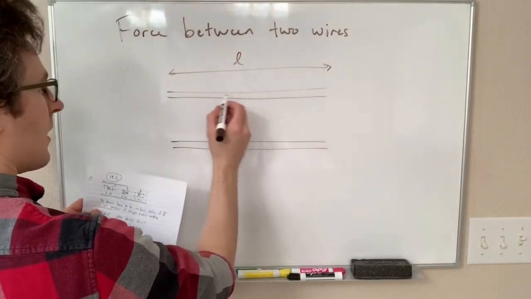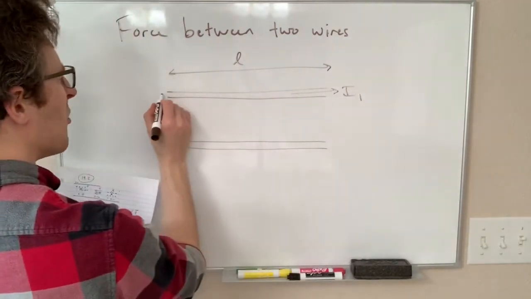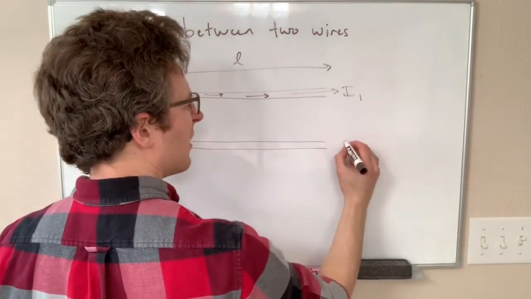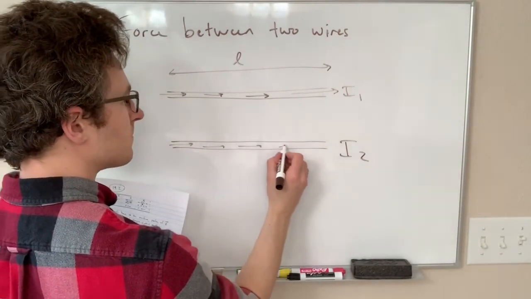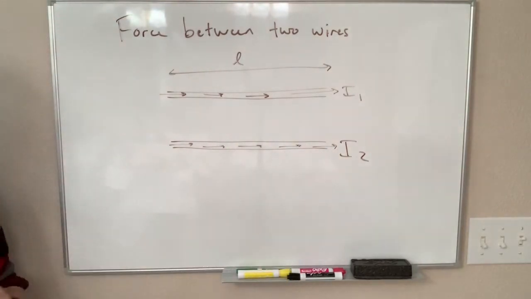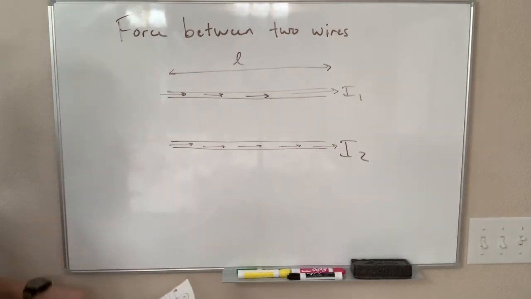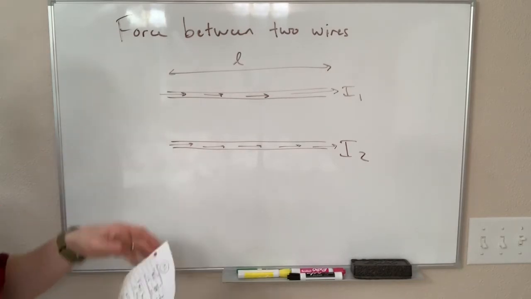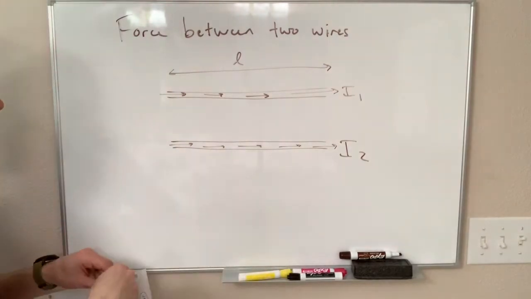This wire has current going to the right that we will label I1. This wire has current I2. We'll say it's also going to the right. So we can do this in any order. I'm just going to pick a place to start. So I1 creates a magnetic field, and let's draw what that looks like.